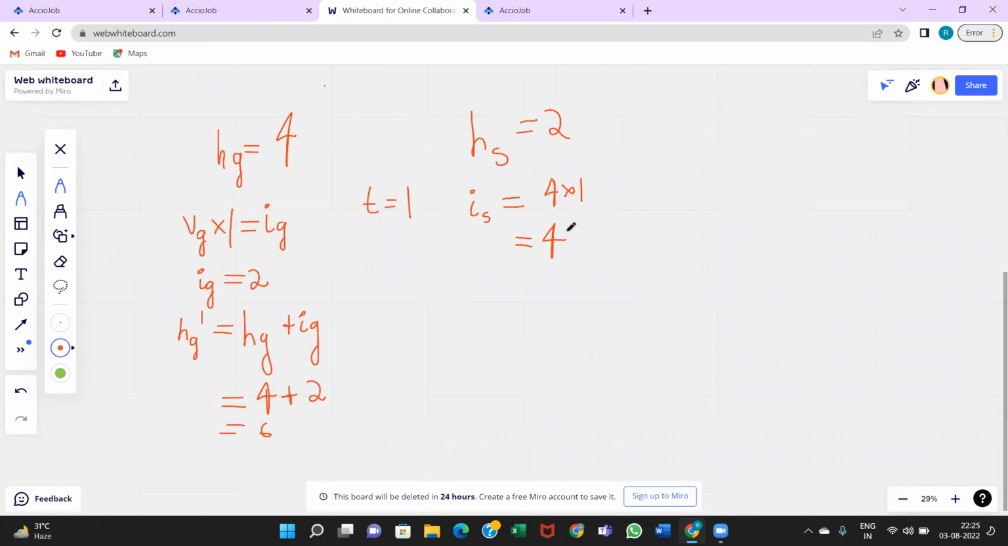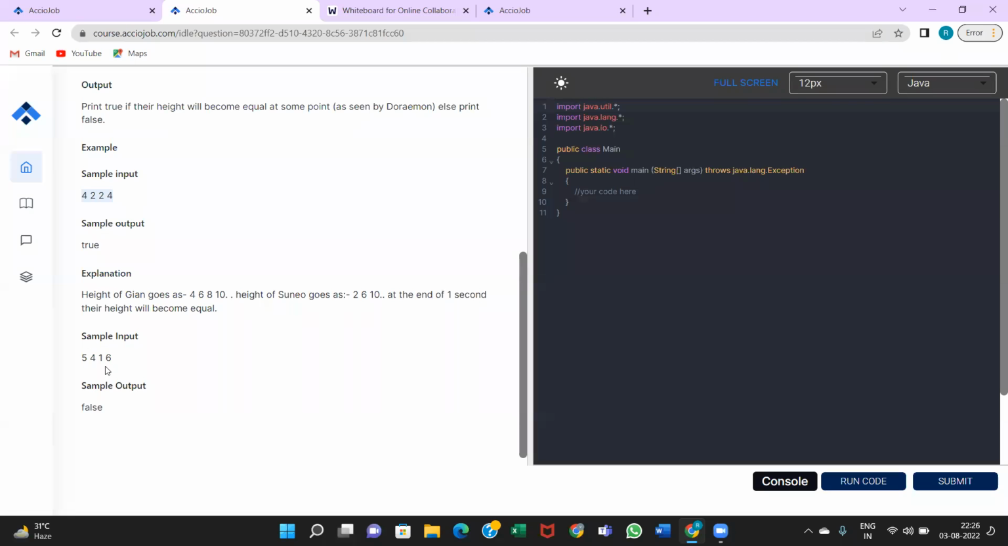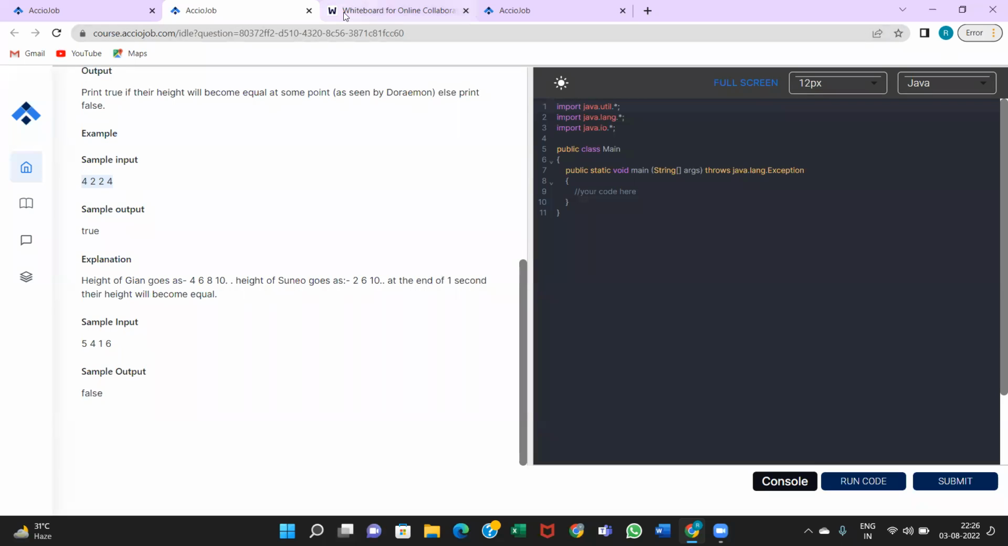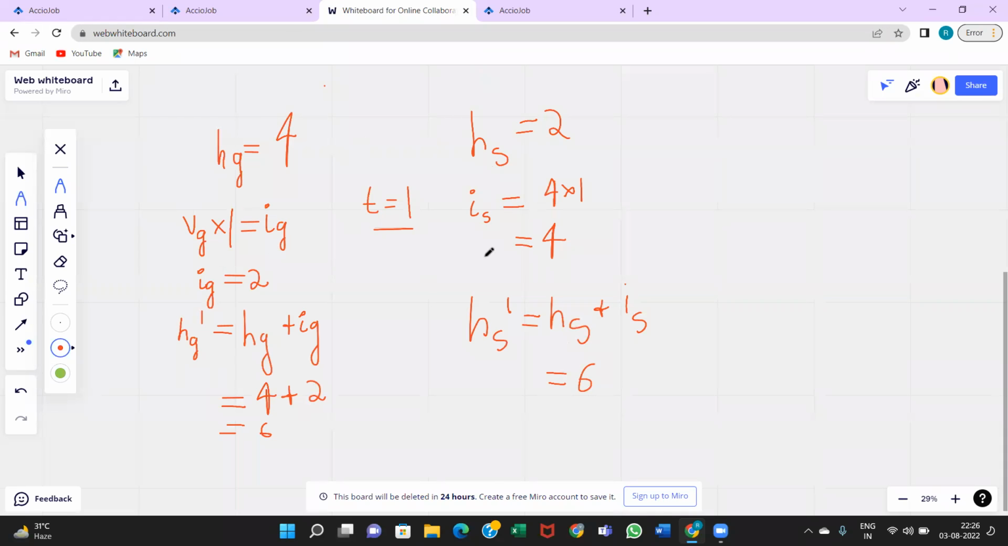Now the increment in Sunyu's height. The new height for Sunyu will become the original height of Sunyu plus the increment in Sunyu's height. And we get 6. So here you could see at time period 1 unit of time, we got the same answer. But what if... is this part clear to you?